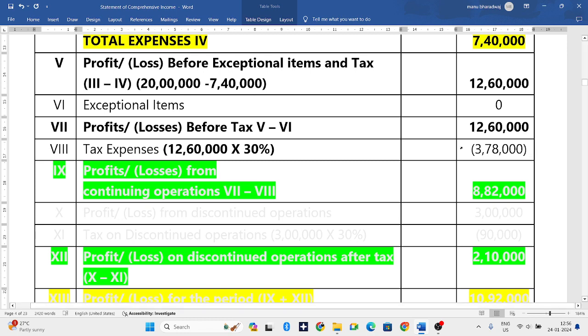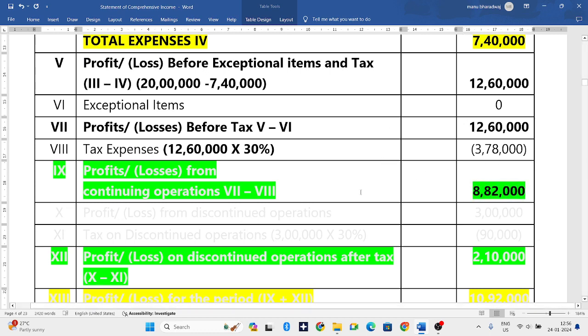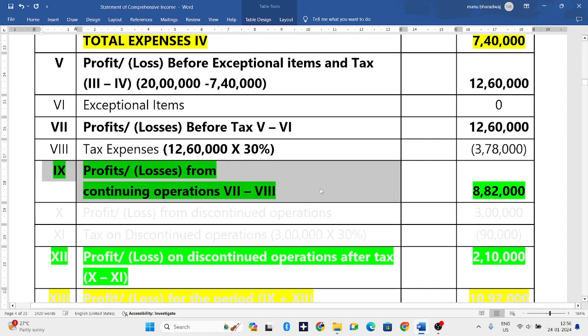We subtract 3,78,000 from 12,60,000. We will get 8,82,000. If we subtract these two, we will get 8,82,000. That is our profit or loss from continuing operations.